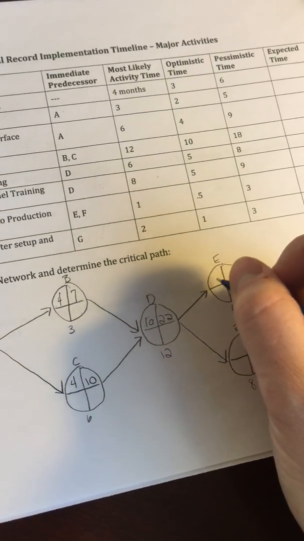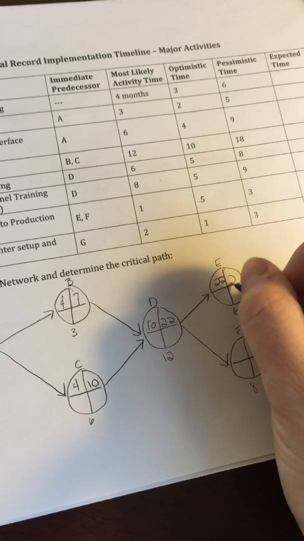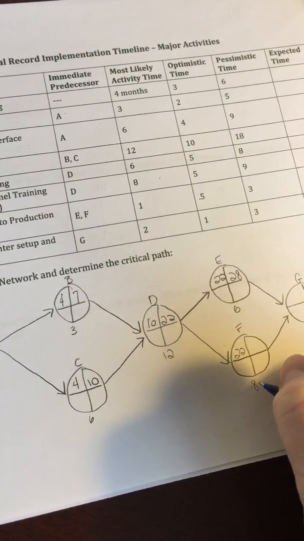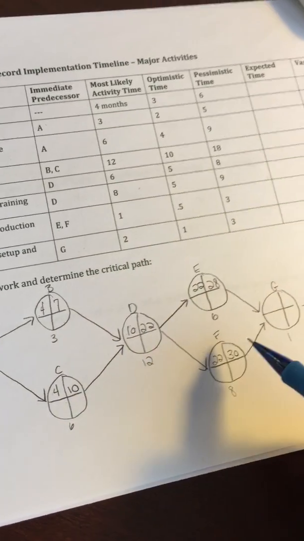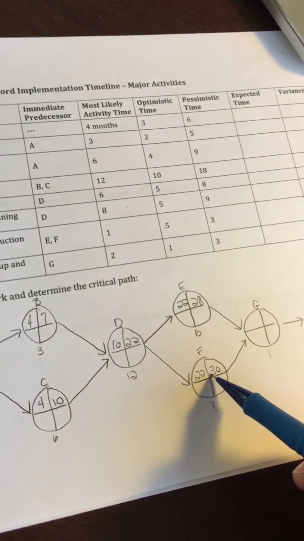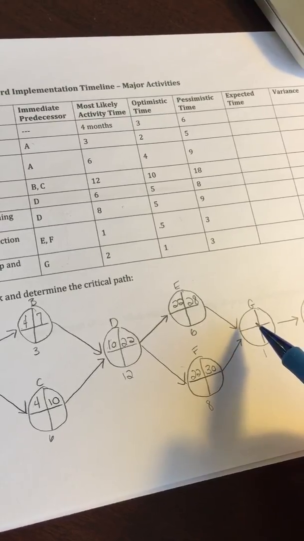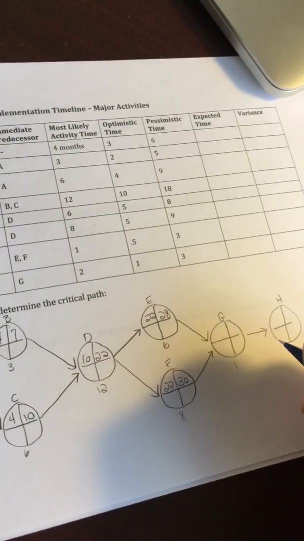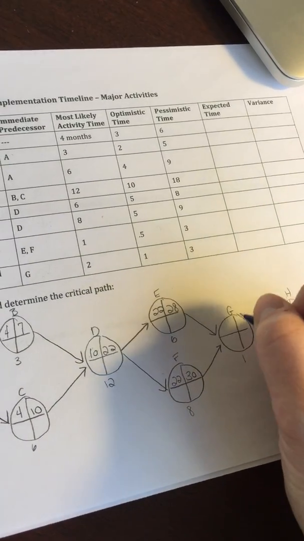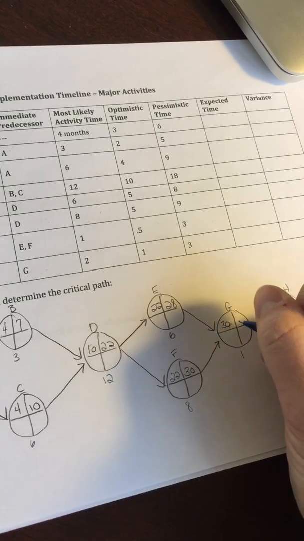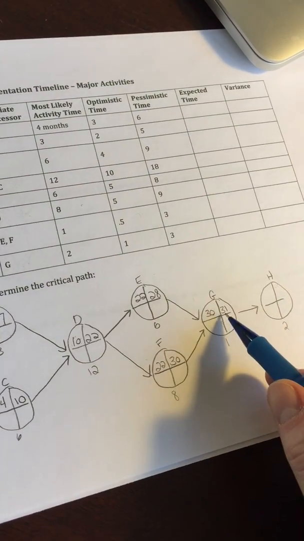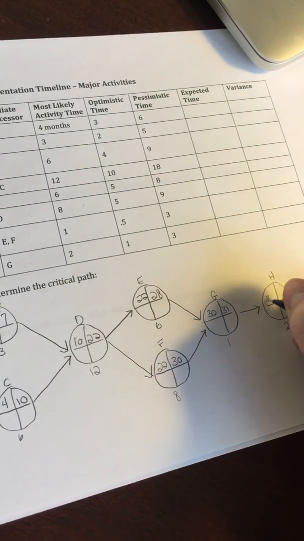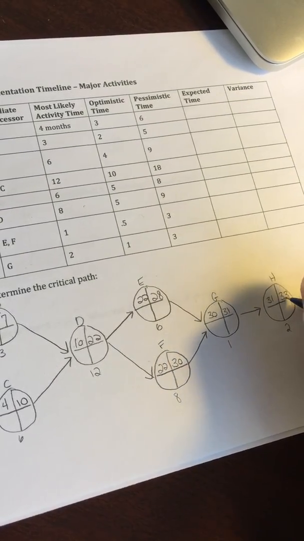We pull that 22 over, plus 6 would be 28. We pull this 22 over to F, 22 plus 8, this will be 30. And now we can go over to activity G, and activity G is going to have an earliest start at 30, plus 1, will be 31. And then we pull this 31 over to H, plus 2 will be 33.